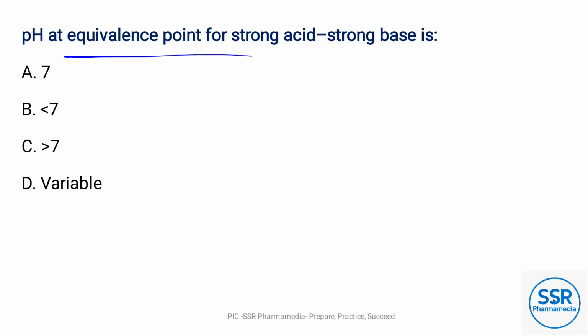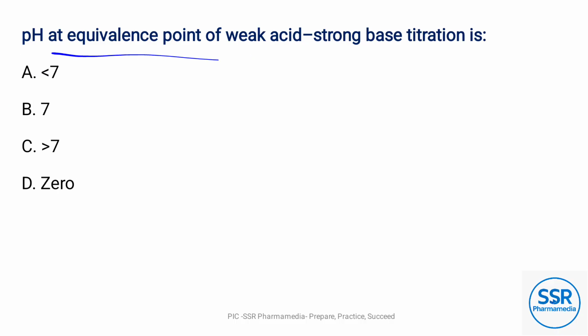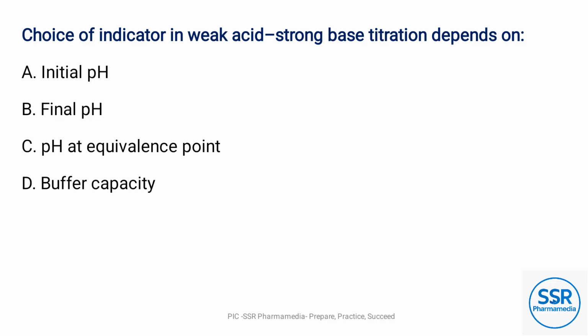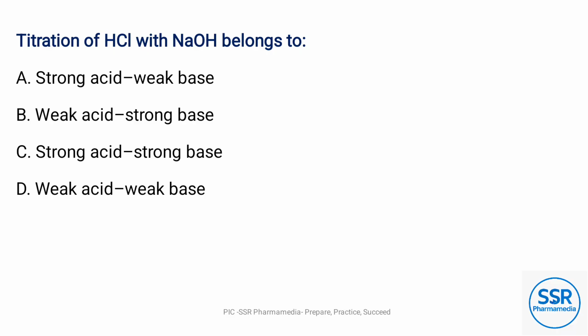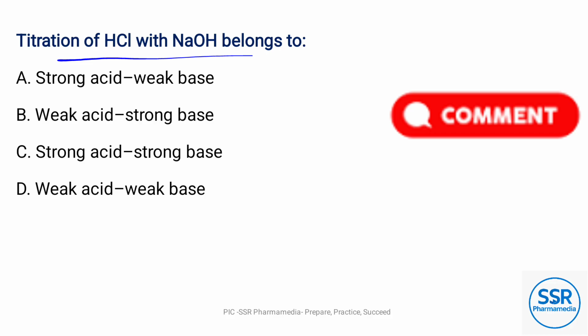The pH at the equivalence point for strong acid and strong base is option A, 7. The pH at the equivalence point of weak acid and strong base titration is option C, more than 7. The choice of indicator in weak acid and strong base titration depends on option C, the pH at the equivalence point. Titration of HCl with NaOH belongs to which type? Answer in the comment box.